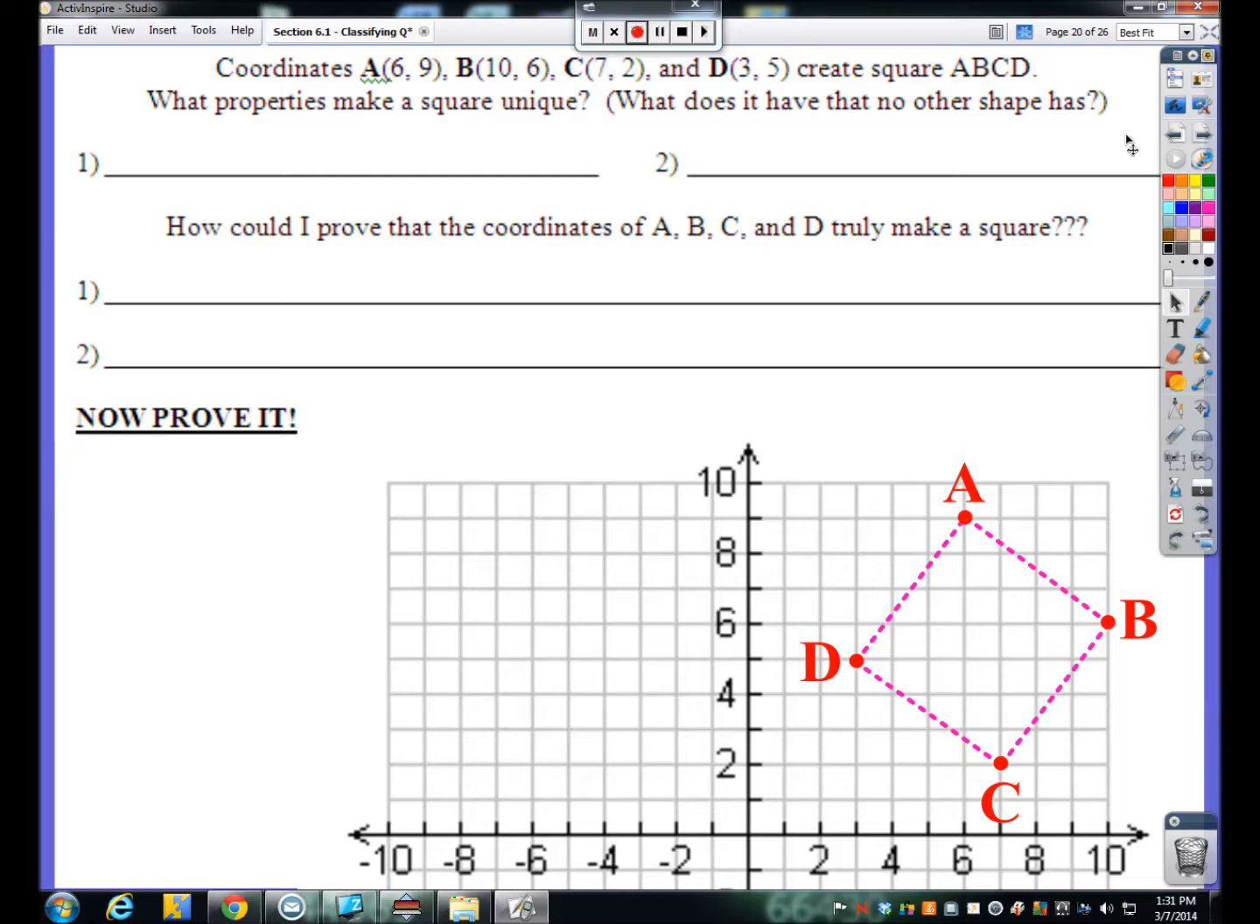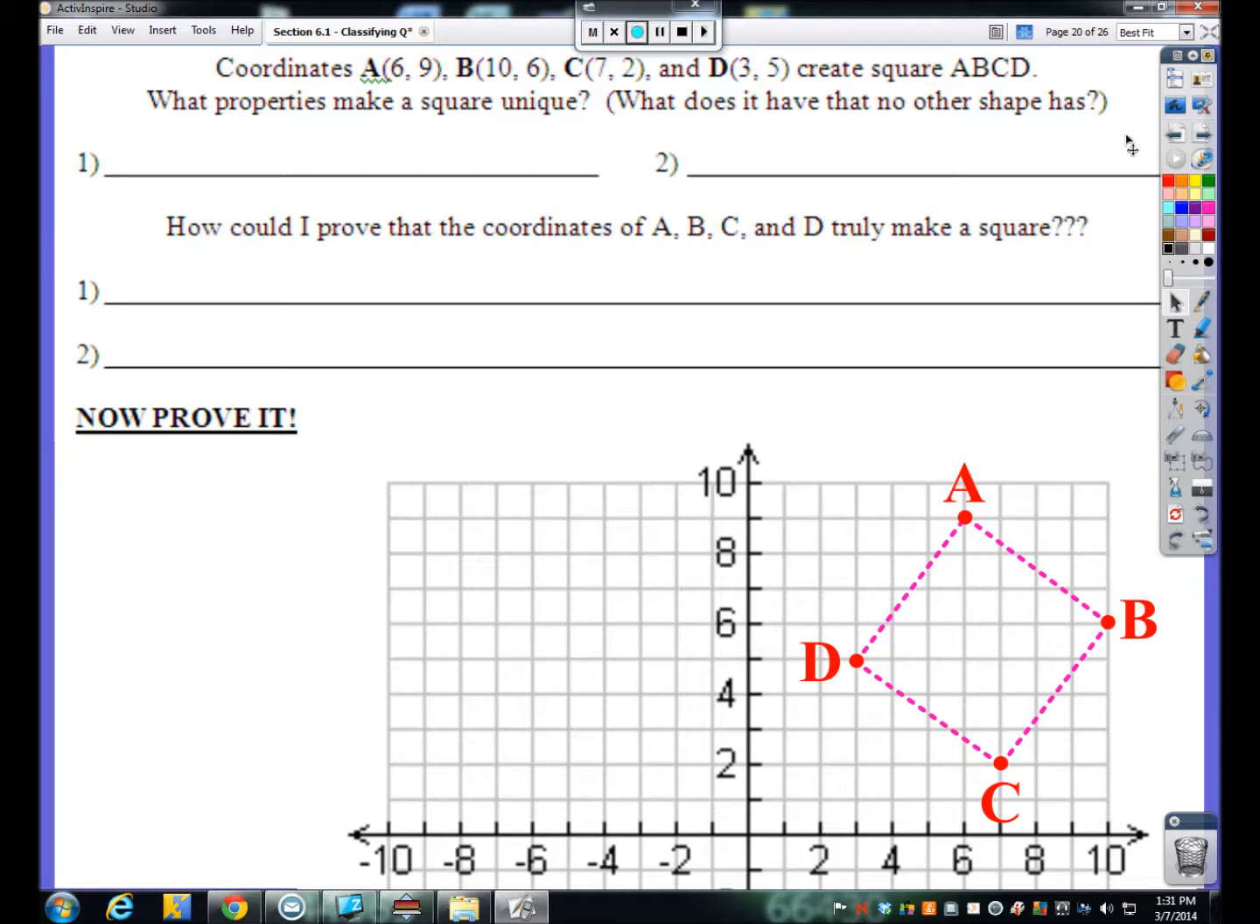The other type of problem I will give you is just 4 coordinates, and I'm not going to tell you what type of shape it is. You have to determine, based on the lengths and the slopes, that final determination that it must be this specific quadrilateral.